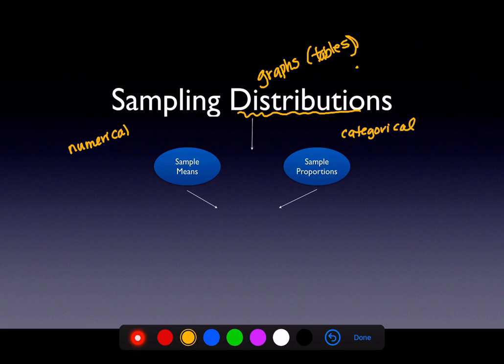And things that we're interested in for both distributions, whether you're in mean land or proportion land, is we always want to know the center, which we call the mean. We want to know the standard deviation, which when you're on the sampling distribution side of things, you've heard me talk about that phrase, standard error.